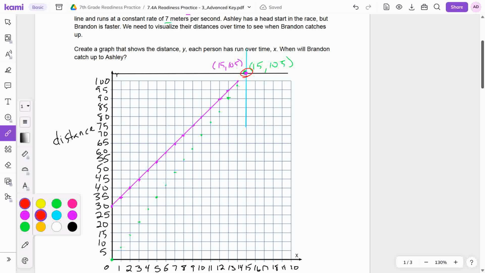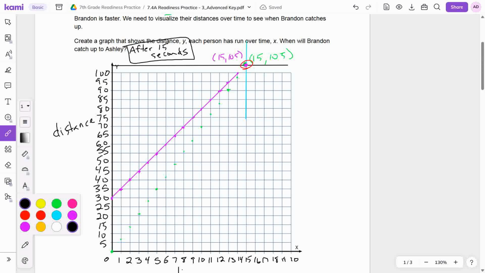So when will Brandon catch up with Ashley? So we will say, after 15 seconds, Brandon finally catches up with Ashley. That is our answer right there. So we know that they catch up because that is when their two lines finally touch each other.